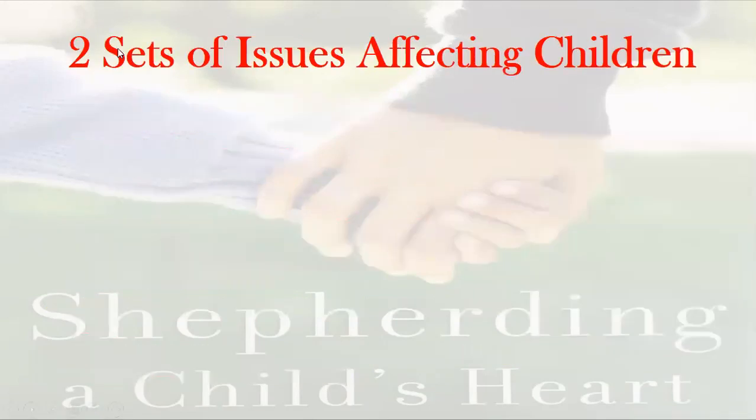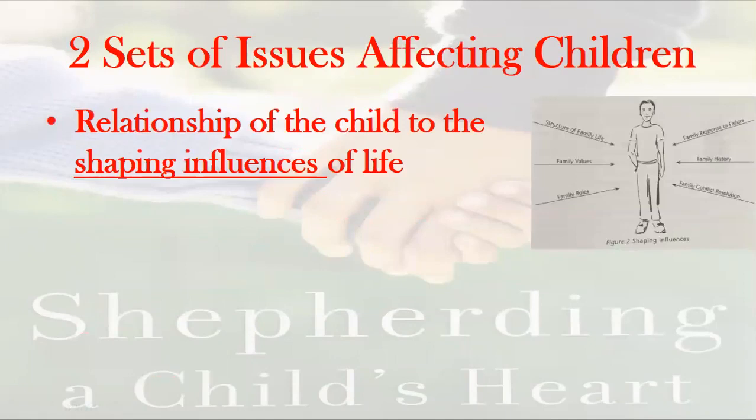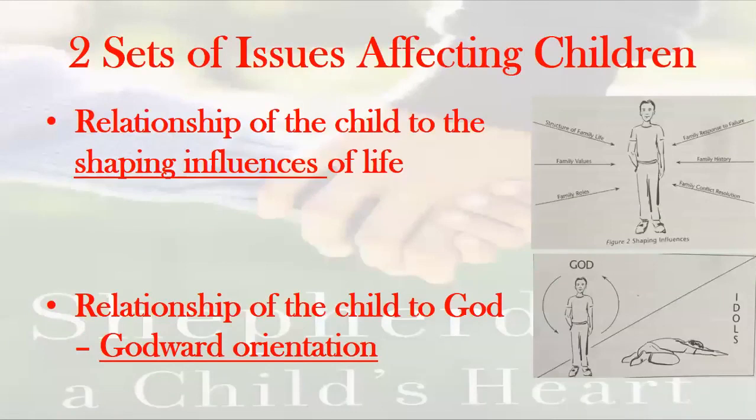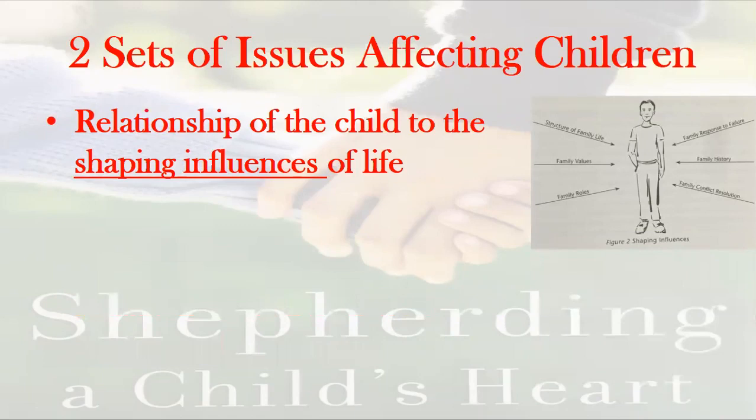So we're going to talk today about two things that affect children. One is the relationship of the child to the shaping influences of life. When we go through life, there are various influences that shape us. All of us, myself and all of you, have been shaped by various circumstances in our life: where you grew up, how many kids were in your family, what your parents did, whether they were believers or not, whether you grew up in a certain socioeconomic level, whether your parents had to struggle through life versus you growing up basically having what you wanted, living in luxury. All of these things shape us, right?